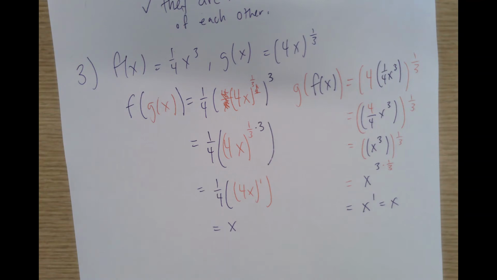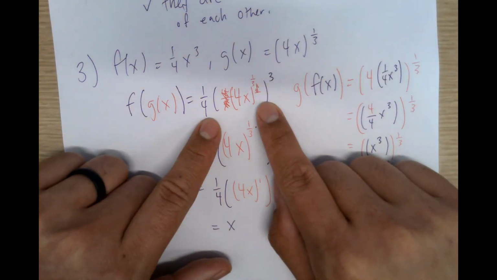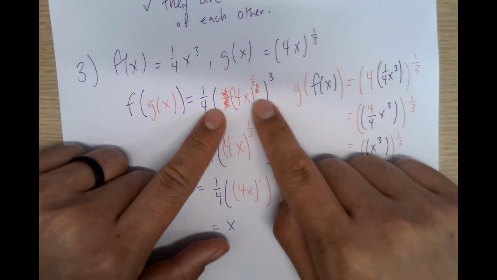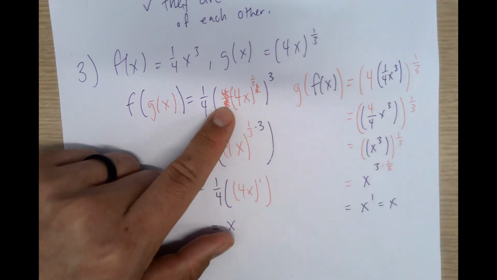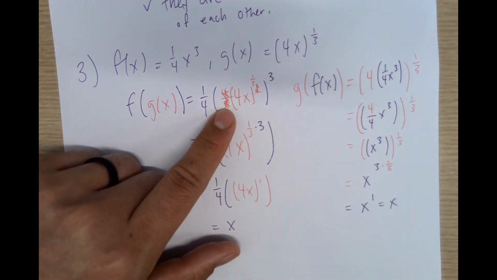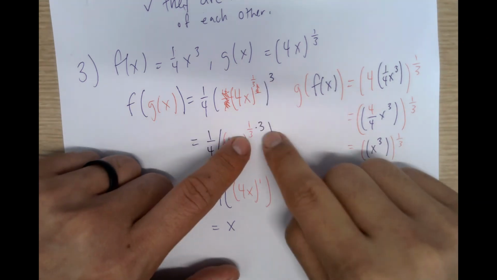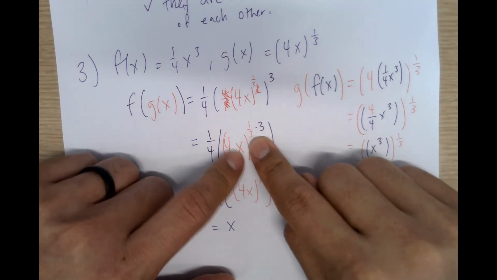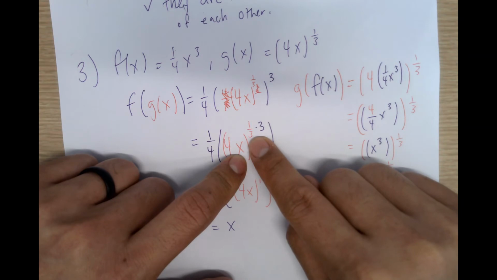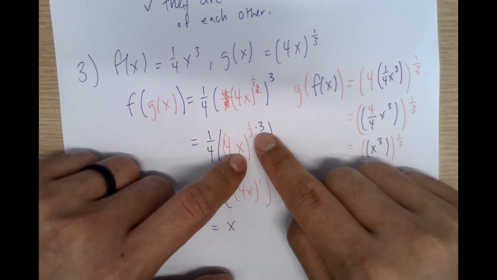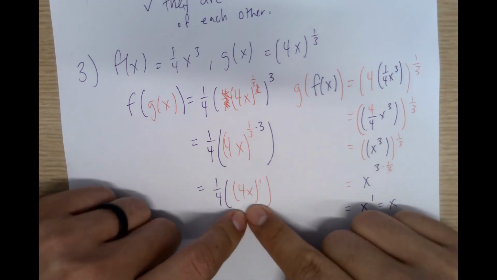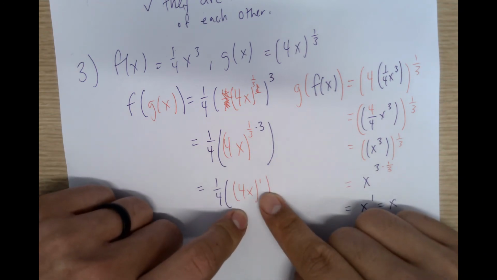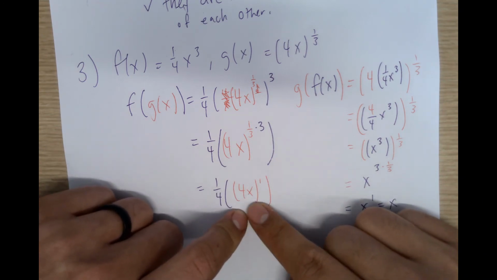So let's go back to this first one here. The first thing that we did is we did 4x to the 1/3, and we're raising it to the third power, right? When we raise it to the third power, we multiply the exponents. 1/3 times 3 is equal to 1, so now it's just 4x to the first power, which is the same as just 4x.